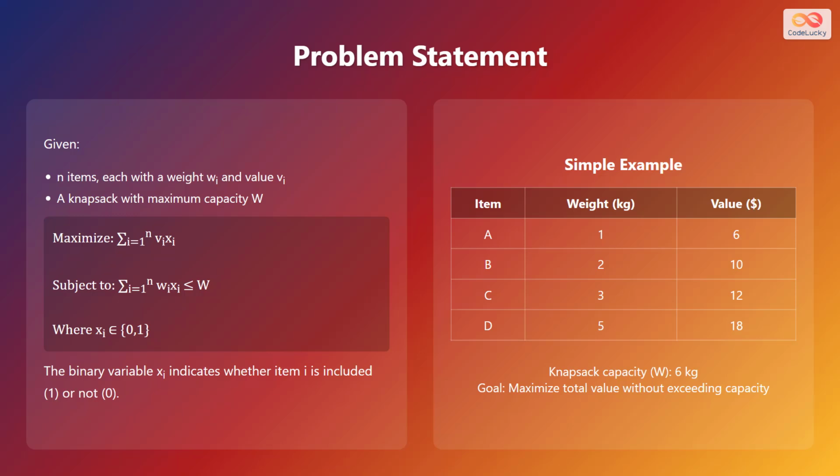Let's formally define the knapsack problem. We have n items where each item i has a weight w_i and a value v_i. We also have a knapsack with a maximum weight capacity W.